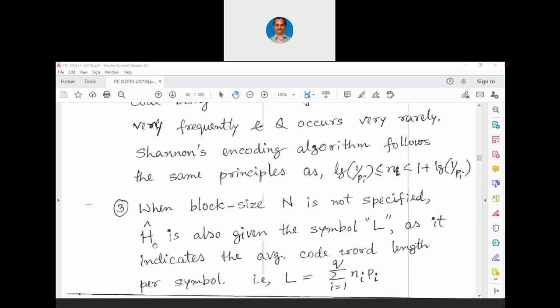So in such a case, H cap is also given the symbol L as it indicates the average code word length per symbol. That is, L equals the summation of i equals 1 to q of Ni into Pi. This we have already seen yesterday. Some textbooks use the symbol H cap and some textbooks use the symbol L. That is why I am mentioning both of them here so that you will not get confused.